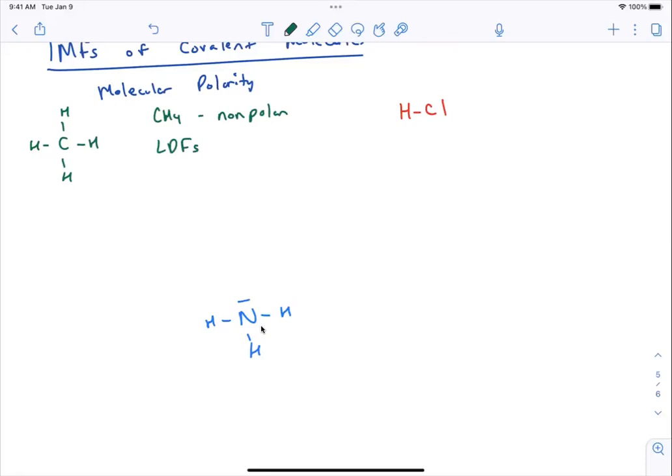London is named after a scientist, not the city, by the way. There is a scientist with the last name London. That's why it's called London dispersion forces. Now, all molecules have LDFs. Every molecule has LDFs in some form or another. It's just not always a priority. And these LDFs come from temporary dipole moments. I'll explain what that means in a second.